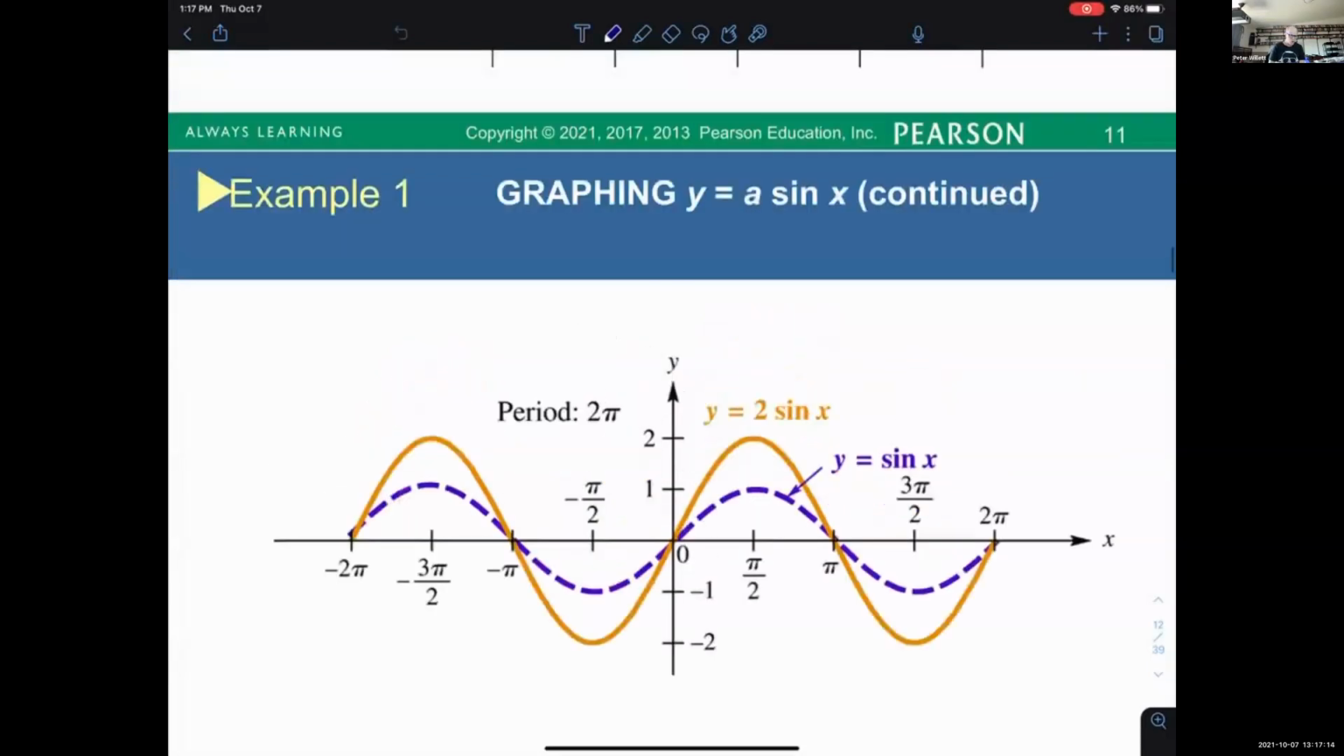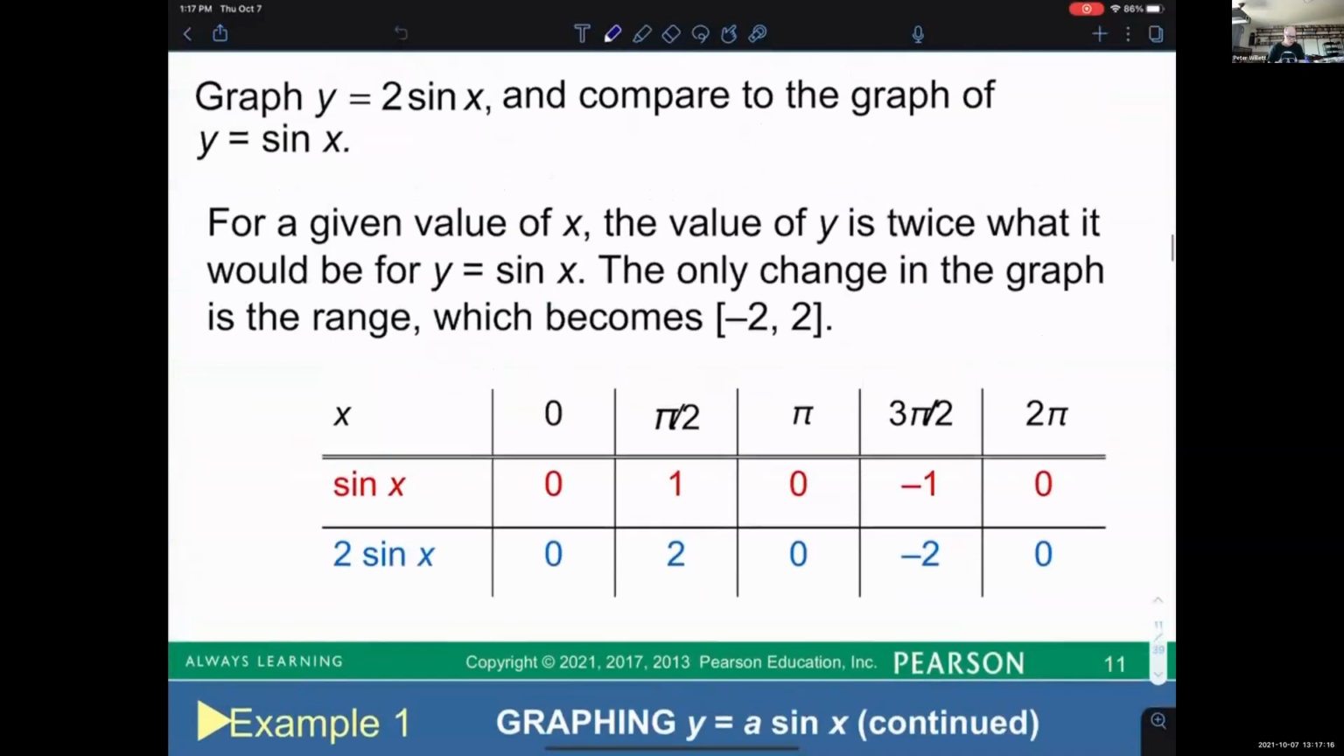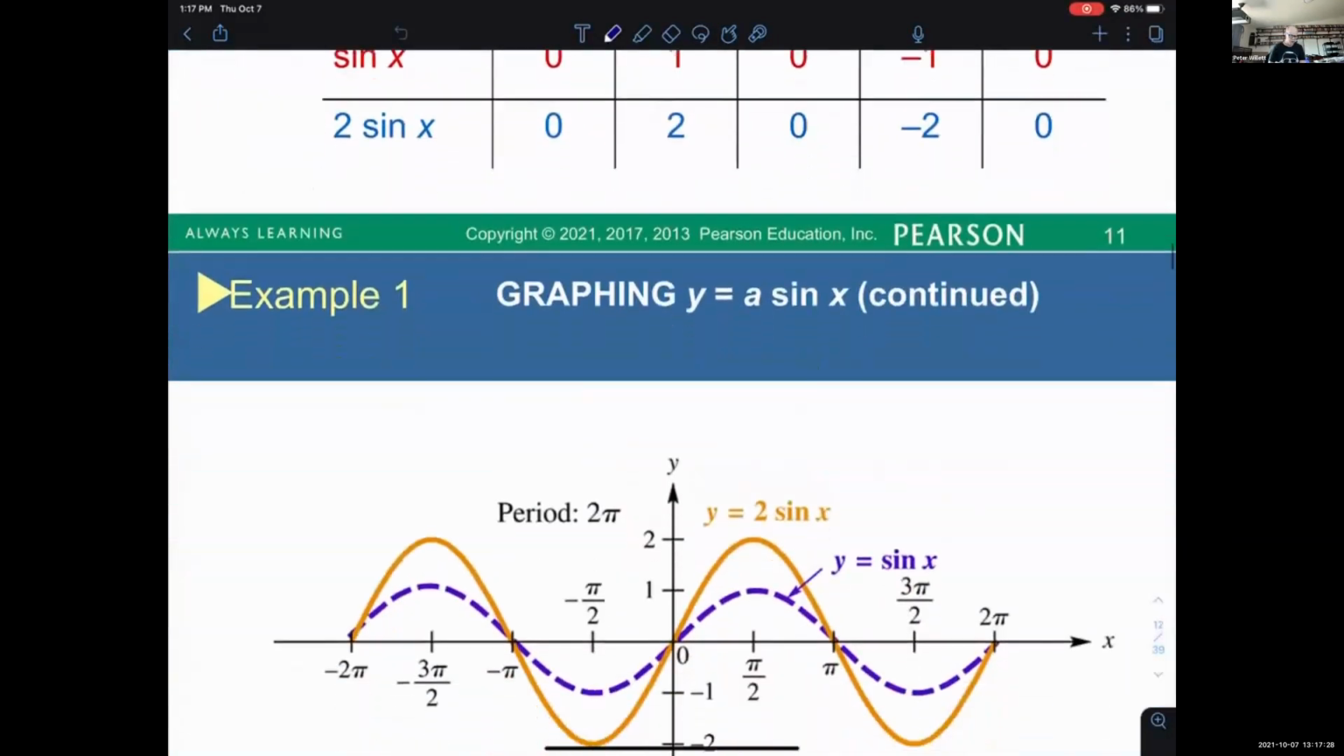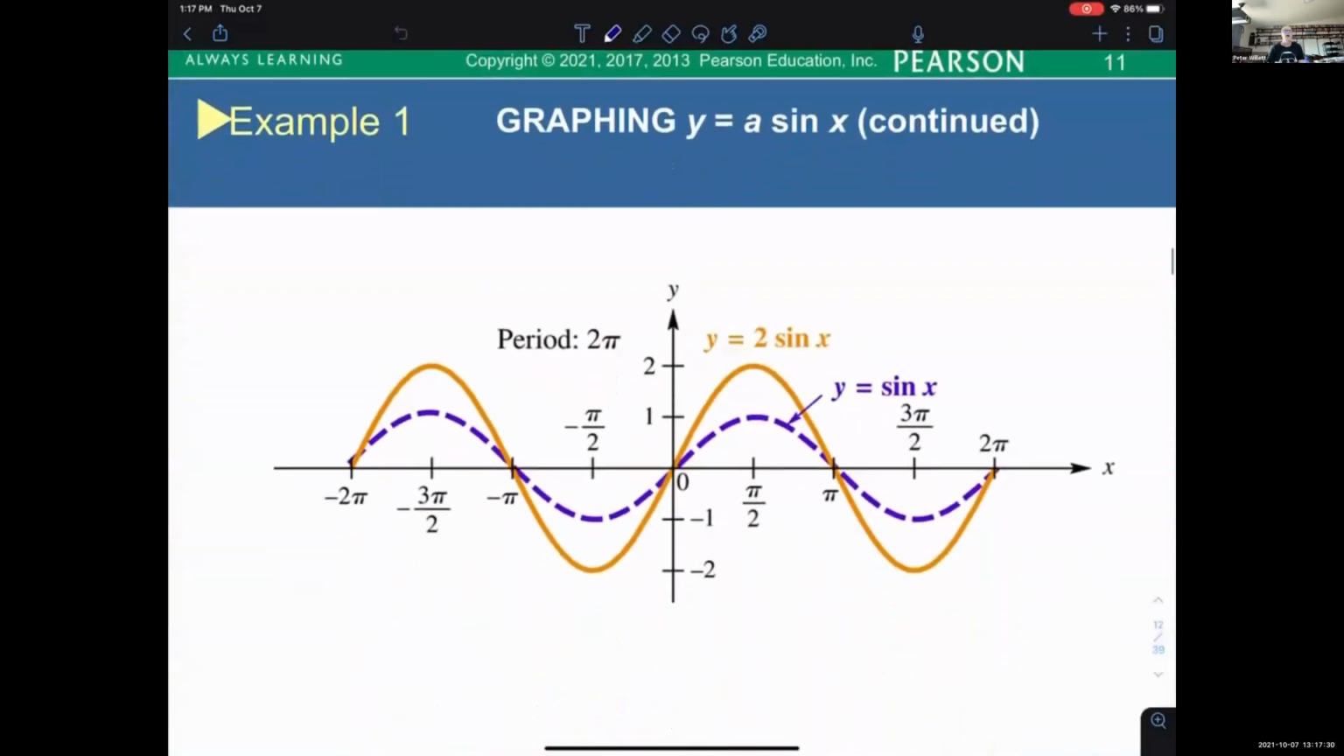And again, you could just imagine that you plugged in the value pi over 2 and the sine function gave you a 1, but then you took that and multiplied it by 2 so that y ended up being equal to 2. In that way, maybe you can imagine how this top of the sine function bump gets lifted up from a 1 up to a 2 when you multiply all the values by 2.